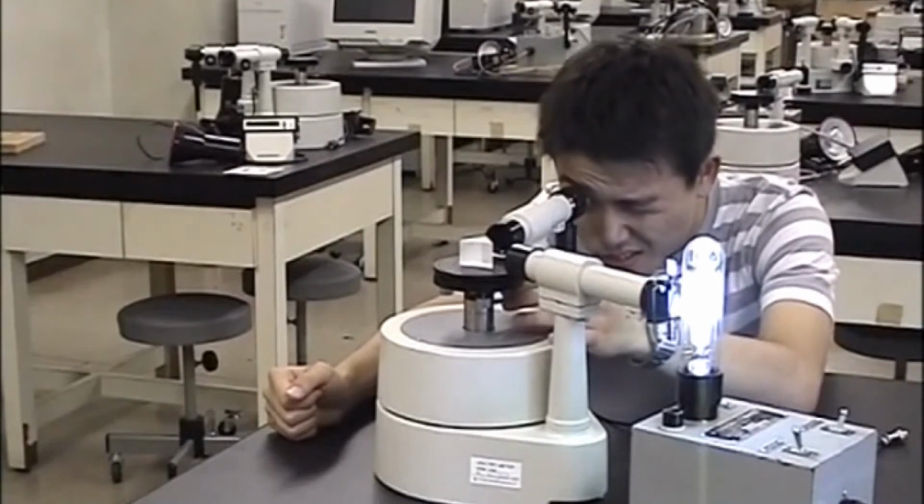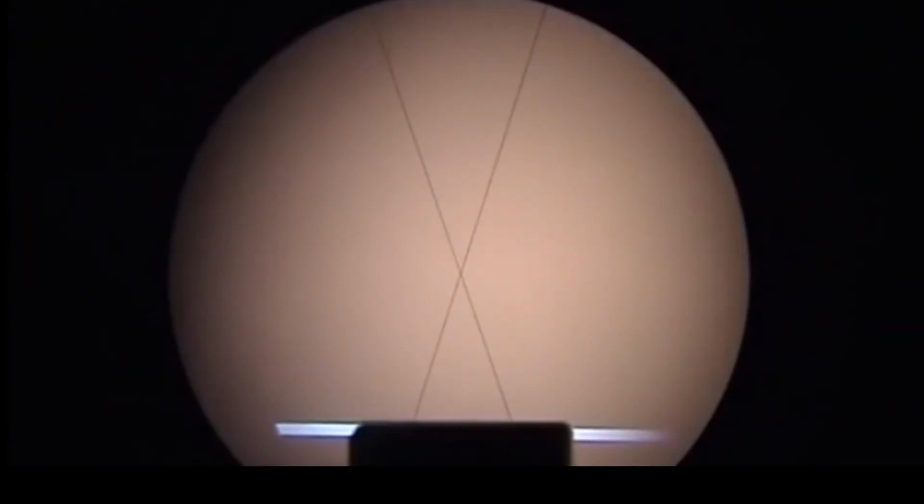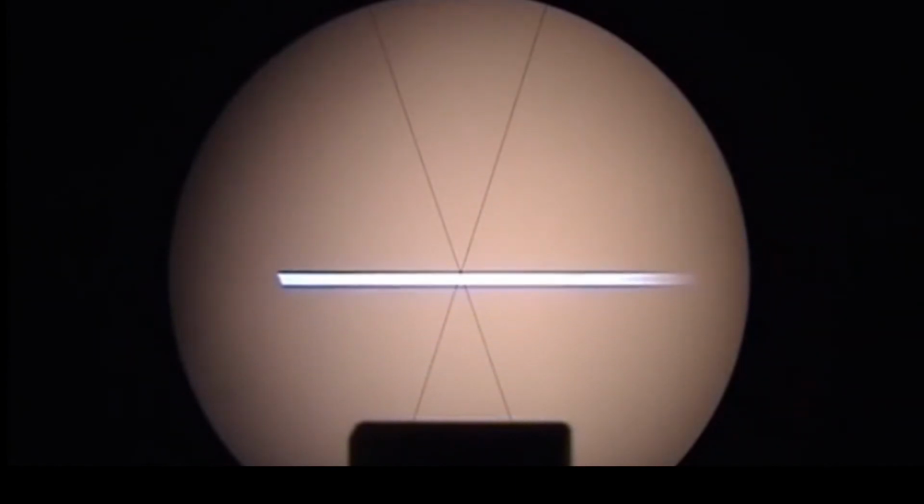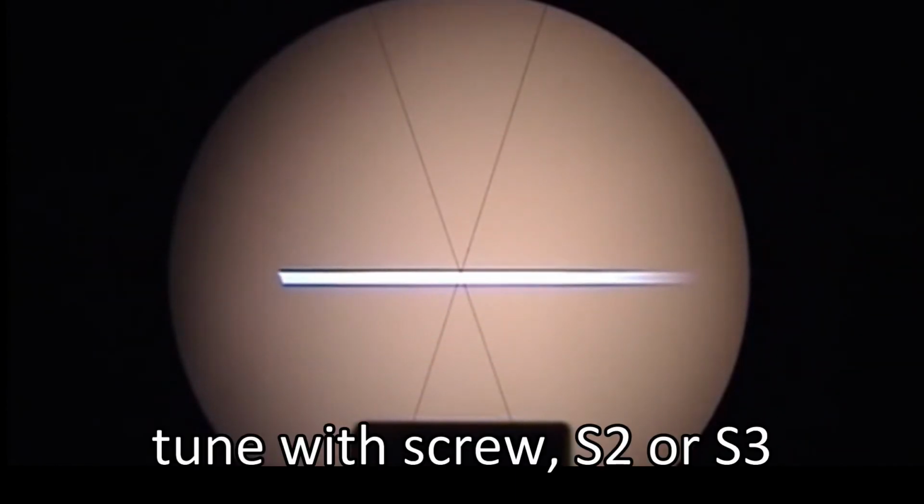Next, make sure that the image of the slit reflected by the AB face of the prism is visible in the telescope. Adjust the tilt of the prism stand so that the image is at the center of the cross wire. Turn the S2 or S3 screws so that the horizontal image is at the center of the cross wire.